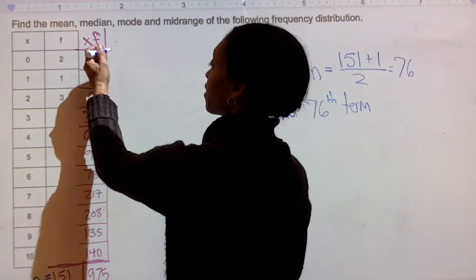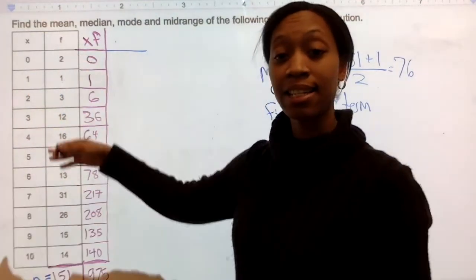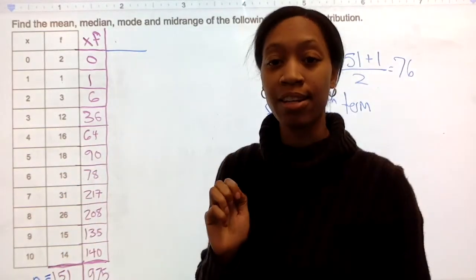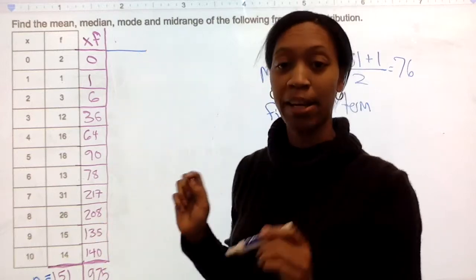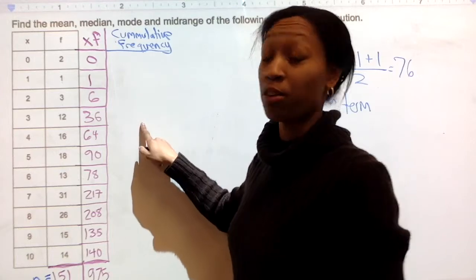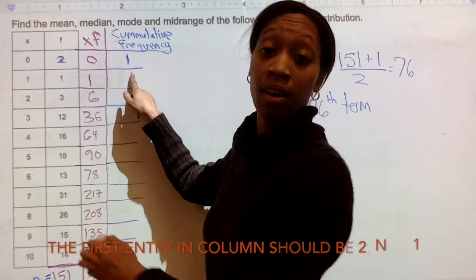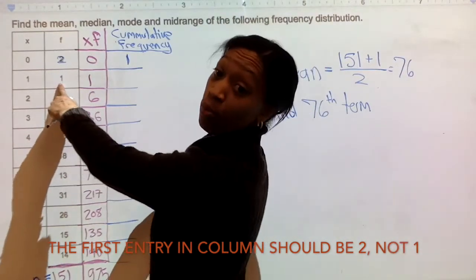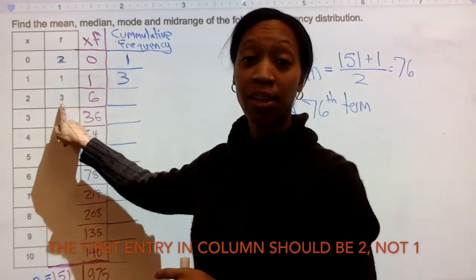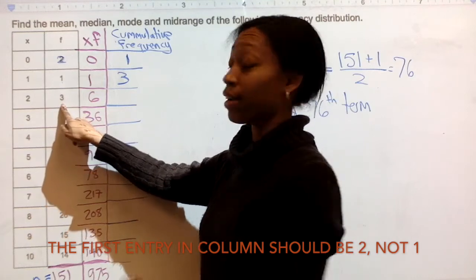Okay, in order to find the 76th term, I need to count down the frequency column until I get to the 76th one. So what I'm going to do here is make a column that can be my cumulative frequency. What that means is I'm going to add up as I go down. So here I have 2 things. Okay? But as I come down, now I have one more thing, so that makes 3. So now come down to here and add up all of the ones above here, adding 3 more. Okay, now I have 6.